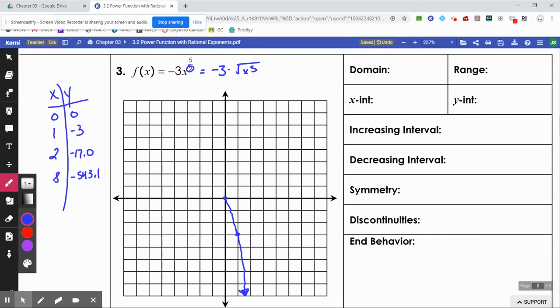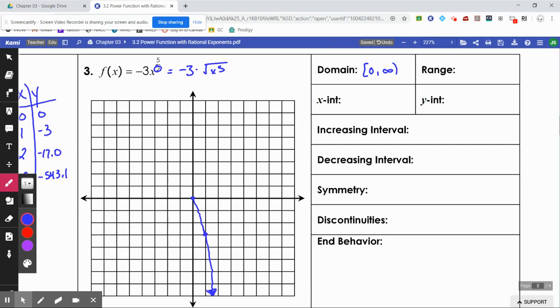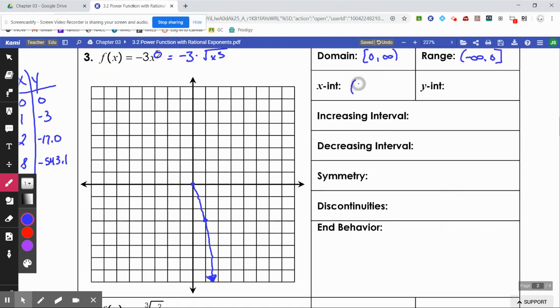The domain would be, it starts at 0 because it does not include negatives. You can't find the square root of a negative. The range here would be from, we start at the bottom, from negative infinity up to 0. The x and y intercept are both going to be at 0, 0.